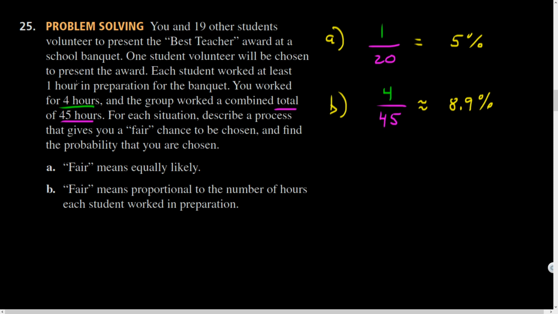Now, you could argue an even fairer way, possibly, is going down to the minute, because these were broken up into hours. What if someone worked 1 hour and 59 minutes versus someone working 1 hour and 1 minute? They might argue differently. But anyways, this is an interesting kind of problem to evaluate this situation.